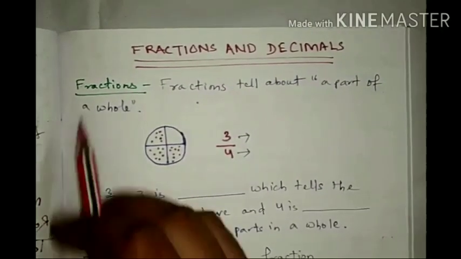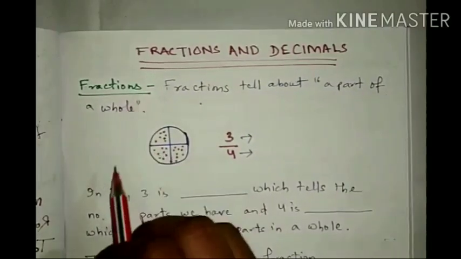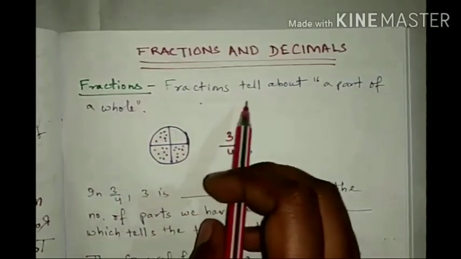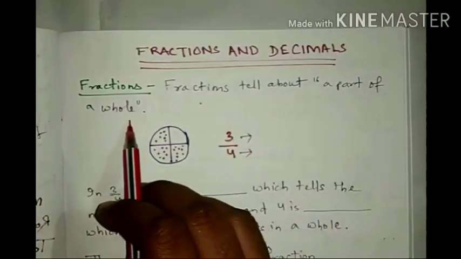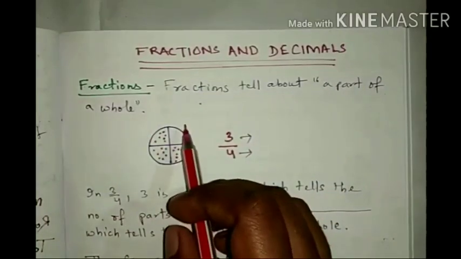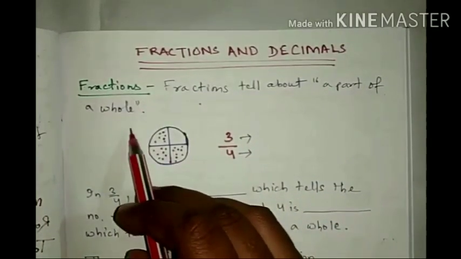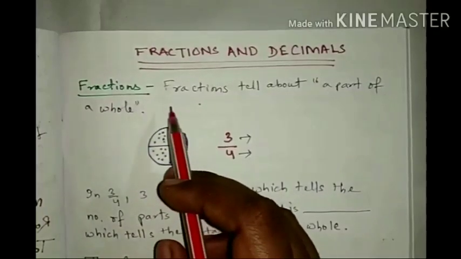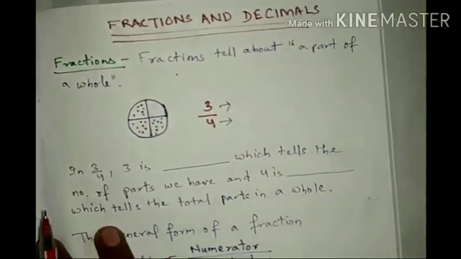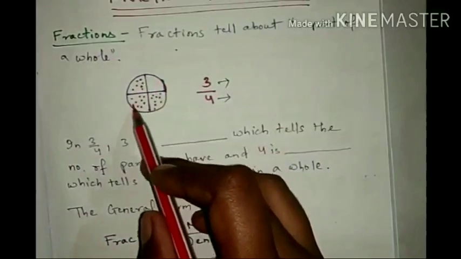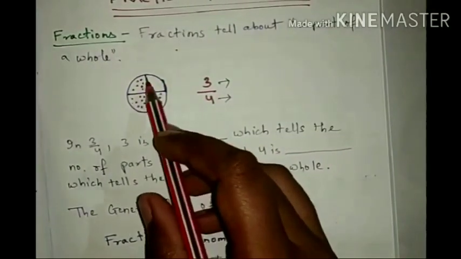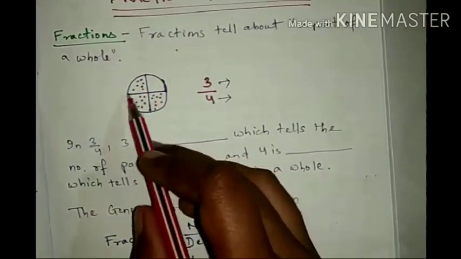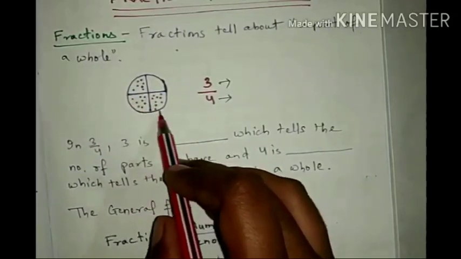So let's see what is given. Fractions. So what are fractions? Fractions tell us about a part of a whole. If a whole thing is present, its part is known as a fraction. Like here, look at here. A circle is given. It has 4 parts. Out of 4 parts, 3 parts are marked.